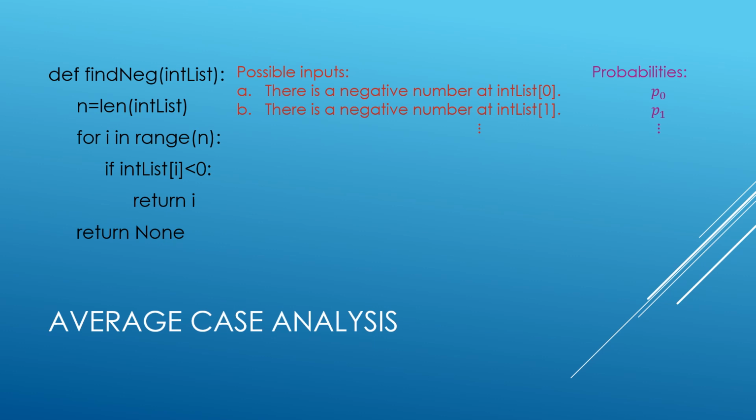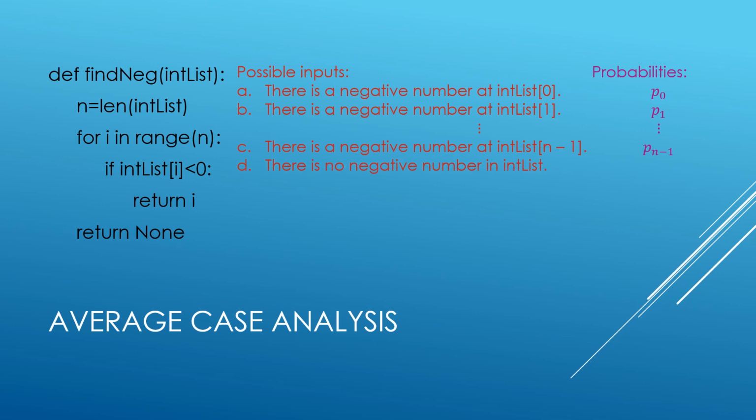Moving on, there can be a negative number at int list n minus 1, the last index of the list. Let the probability for this be P(n minus 1).